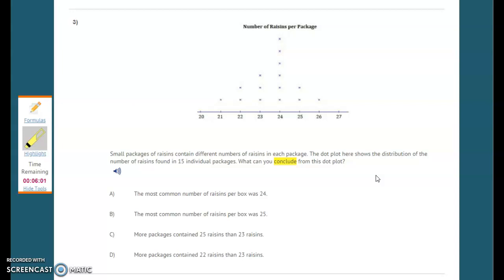Okay, so you're going to come to each of your answer choices and start at A, and you're going to read this statement, and you're going to see if this statement is true based on what you see on your dot plot. Okay, so that's all you're doing with that one.